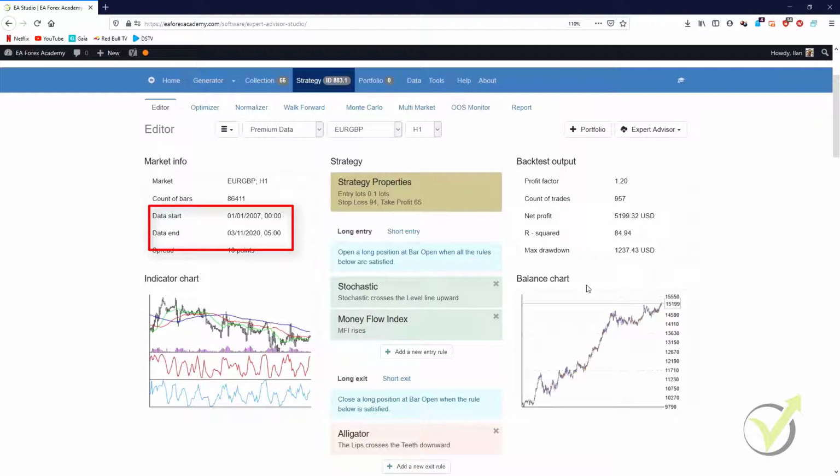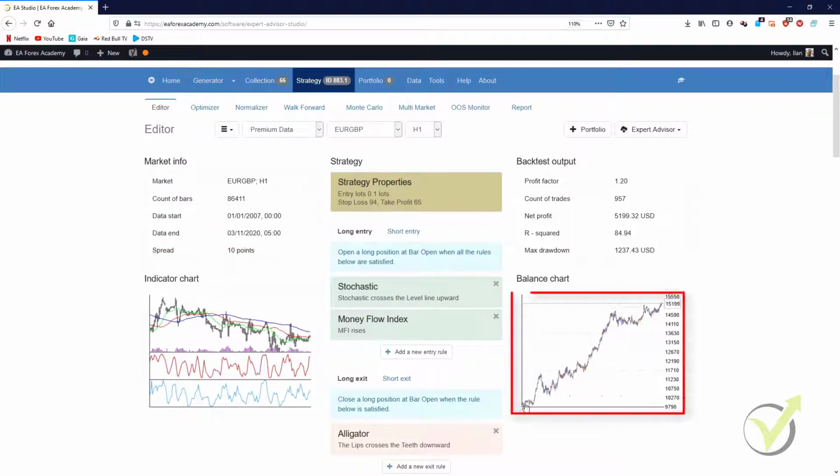Now, what you can see if you look at the balance chart is that the performance, although it does go overall in a very upward direction, and our balance has increased by more than 50%, there are periods where it drops down. So it goes up and down, up and down, up and down. This is the equity line. This is actually your balance. And the periods where it goes down is what we refer to as a drawdown.